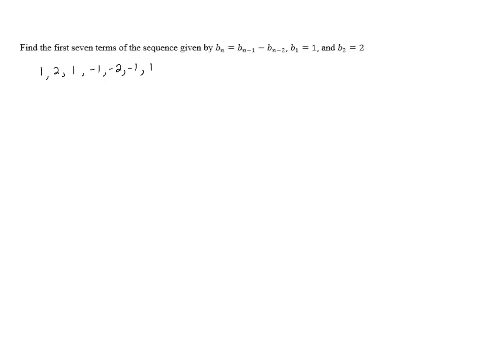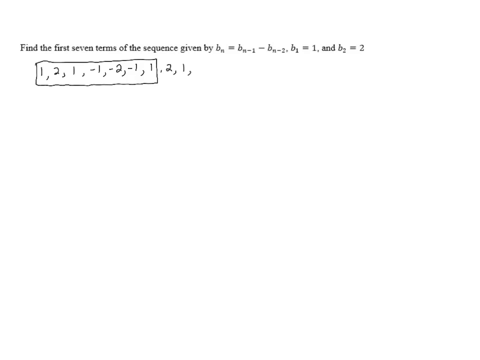So here we have the first 7 terms of this sequence. And it's actually really interesting. I'm going to continue with the subsequent terms because there's a very interesting pattern here. If we look at the 8th term, it's going to be 1 minus negative 1. And 1 minus negative 1 is the same as 1 plus 1, which is 2. And then for the 9th term, we've taken 2 minus 1, which gives us 1.